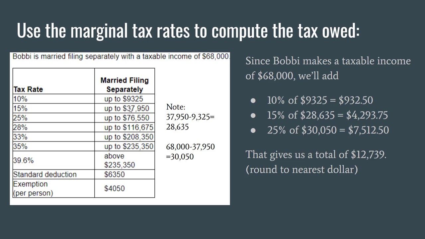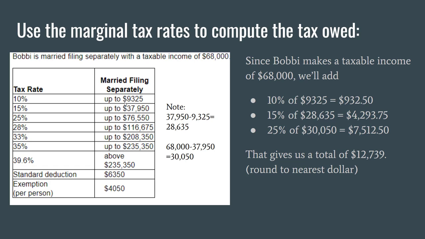So the people in the very lowest tax bracket here make up to $9,325. Well, Bobby makes over that, so Bobby's automatically going to pay 10% of that first tier. And you'll see that I have that over here. 10% of that first tier is $932.50.